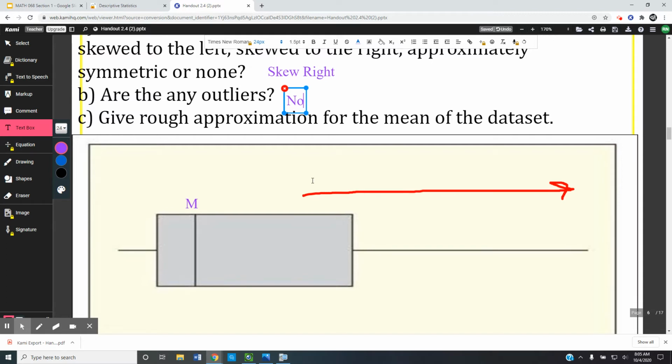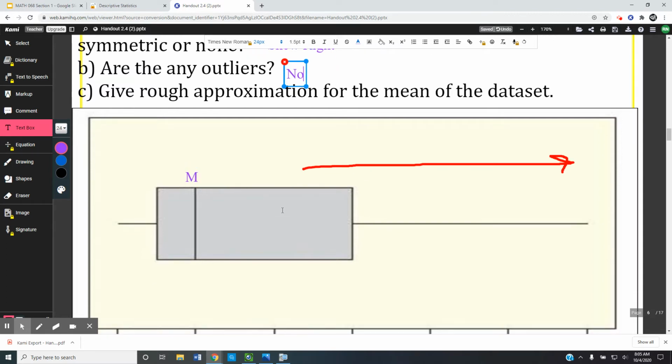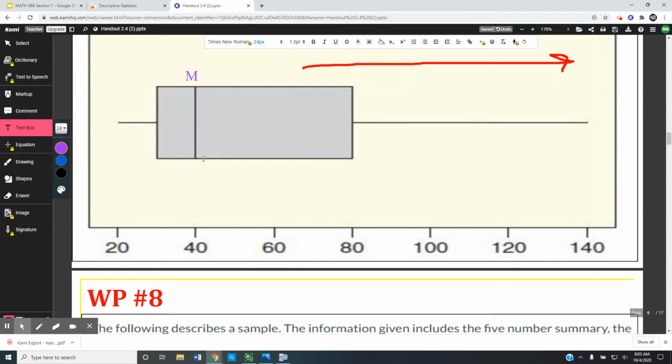Okay, it's skew right, which means that the mean has been pulled this direction over here. The M here is the median. The mean is going to be somewhere in this box right here between these two. And since this is a 40, this is 80, I'm probably going to guess that roughly it's somewhere around 55 or 60. It's probably about here in the middle somewhere.